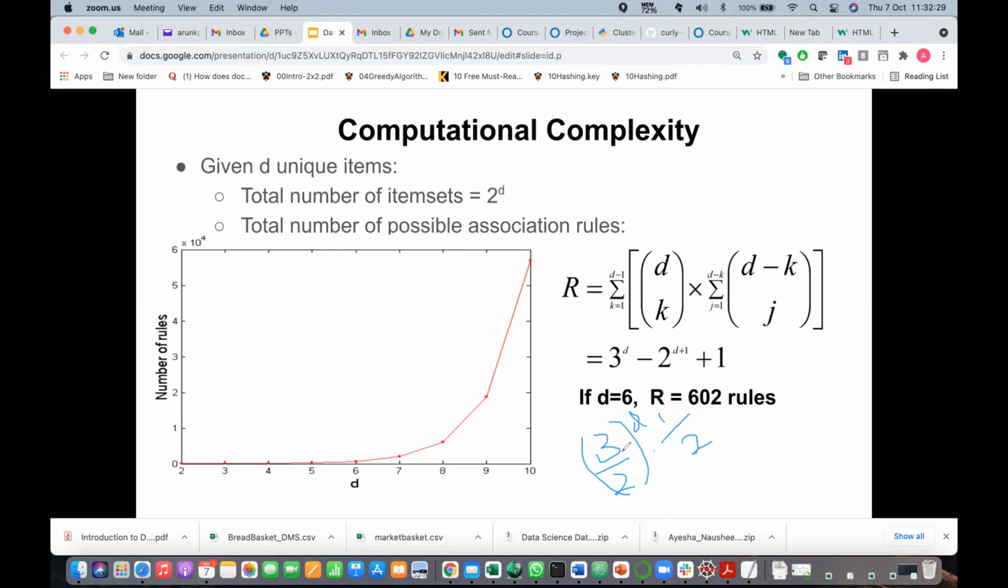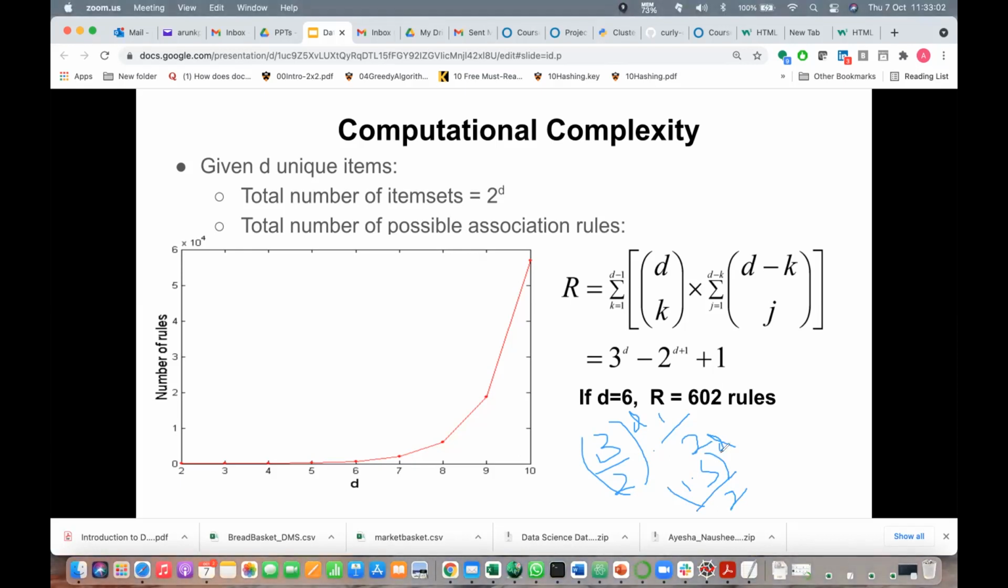If I get a value less than 1, then the numerator will be small. If I get a value greater than 1, then the numerator is big, right? So 3 by 2 is how much? That is 1.5, right? Yes, sir. So 1.5 power d by 2. 1.5 is bigger than 1, so as you increase the power, this will become infinity, right? This goes to infinity.